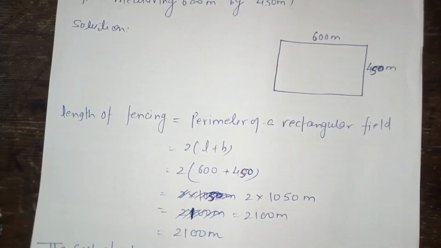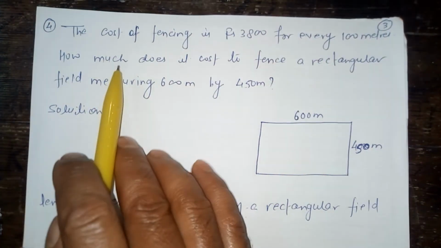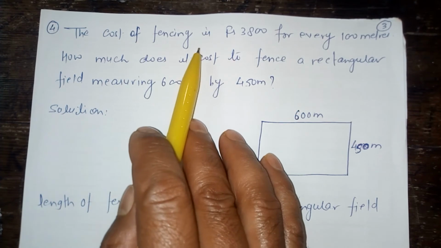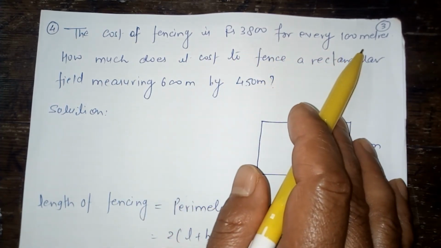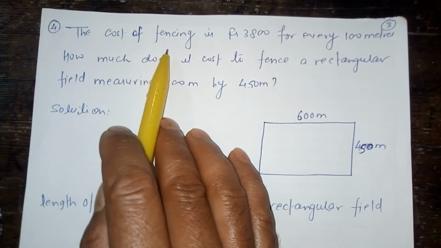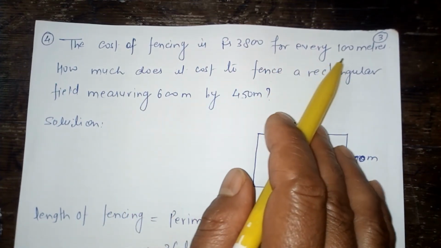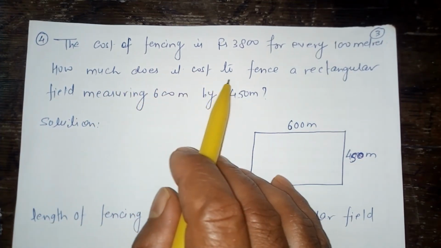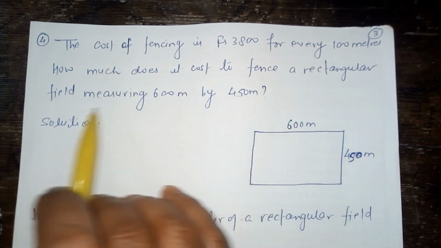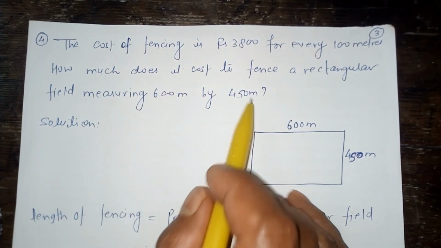Again, my dear student, your next question is: the cost of fencing is rupees 3800 for every 100 meters. How much does it cost to fence a rectangular field measuring 600 meter by 400 meter?